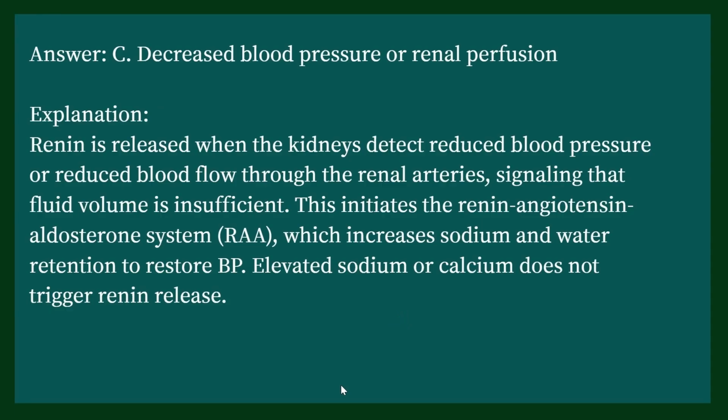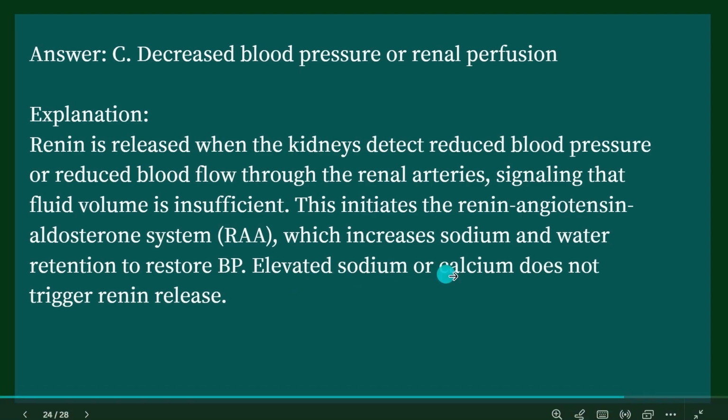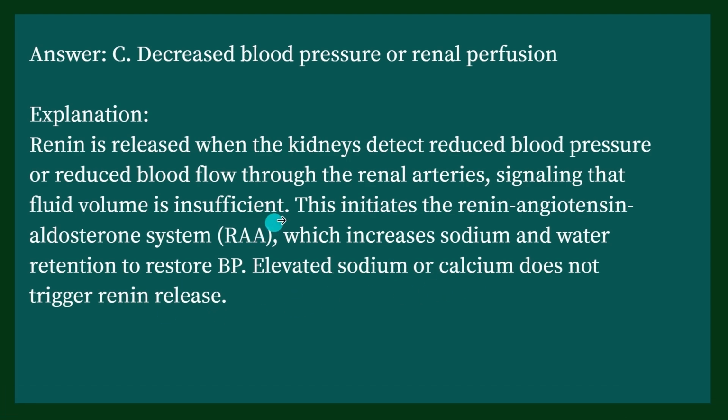Explanation: renin is released when the kidneys detect reduced blood pressure or reduced blood flow through the renal arteries, signaling that fluid volume is insufficient. This initiates the renin-angiotensin-aldosterone system, RAA, which increases sodium and water retention to restore blood pressure. Elevated sodium or calcium does not trigger renin release.